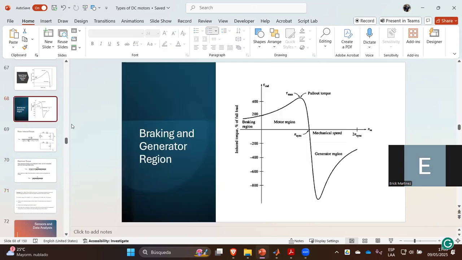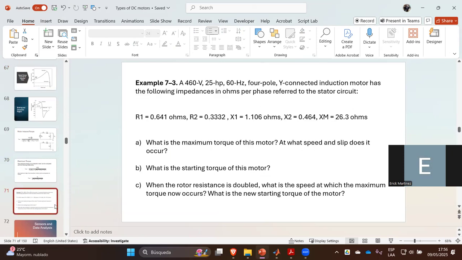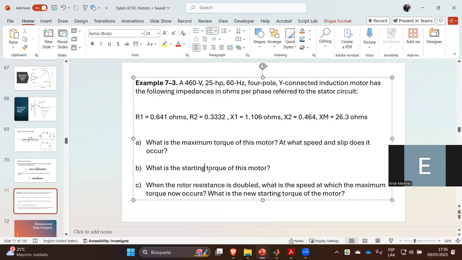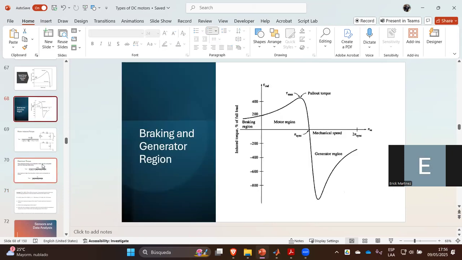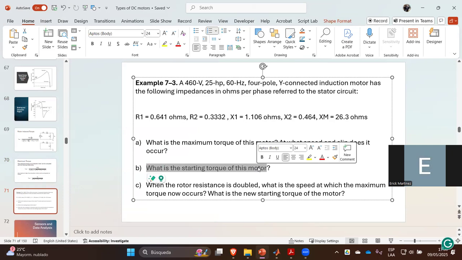Remember that here we have the curve, and we know that at a certain mechanical speed, we can produce a certain torque level. Also, this speed is associated with a certain slip. So we can compute these quantities. Also, we need to know what is the starting torque. Remember that the starting torque occurs when the slip is equal to 1. We will discuss this in a minute to a greater extent.